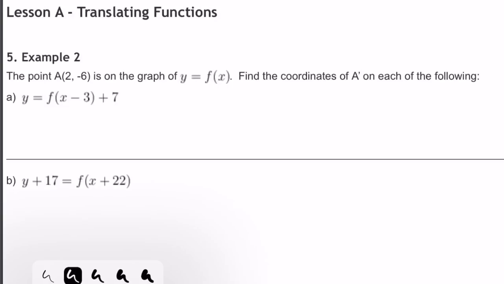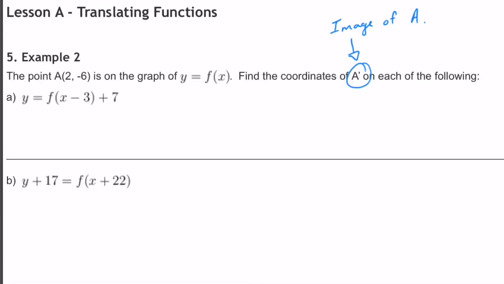Okay, the point A is (2, -6) and is on the graph of y equals f of x. Find the coordinates of A prime on each of the following. So first thing is this A prime. What that means is that it's the image of the point A, (2, -6). So it's where the point A has been moved after each set of translations.